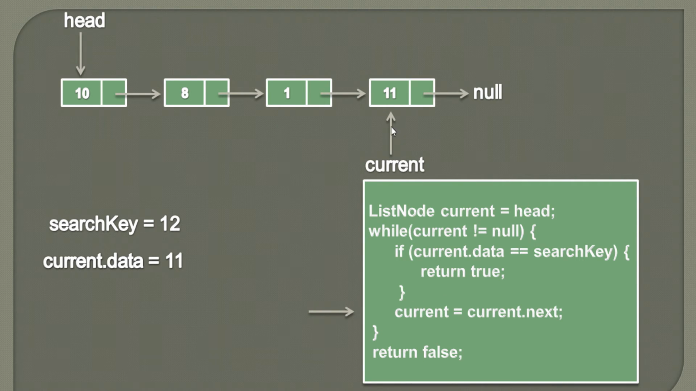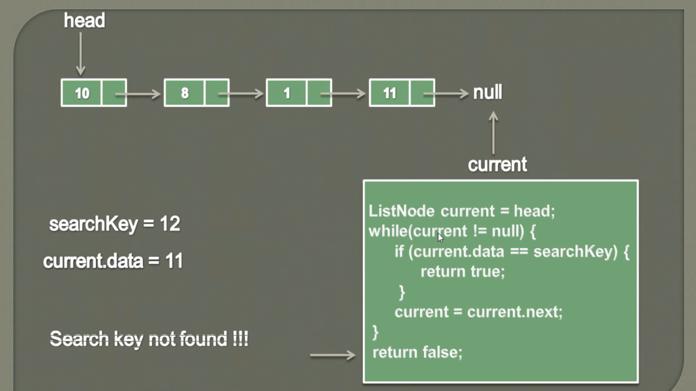So now here you see that last node's next points to the null. So the current dot next is null. So we'll assign null to this current. So it will be something like this. So now current points to null, and if we now execute the while loop, we'll see whether current is equal to null or not. So current is equal to null. So this while loop condition breaks out and we will simply return false, that search key not found.